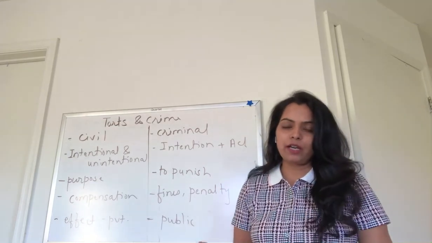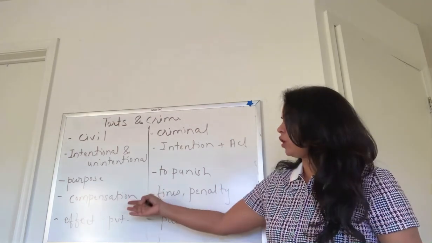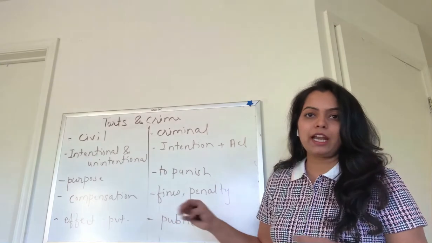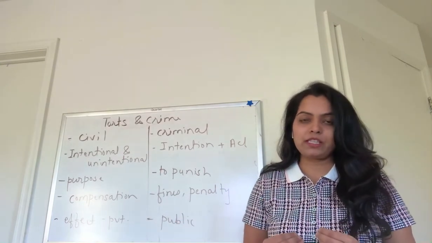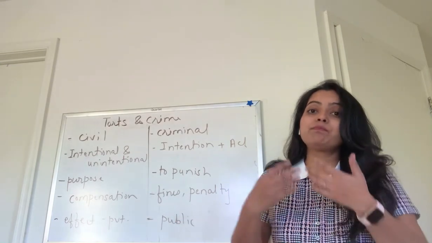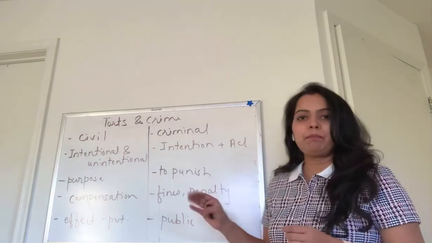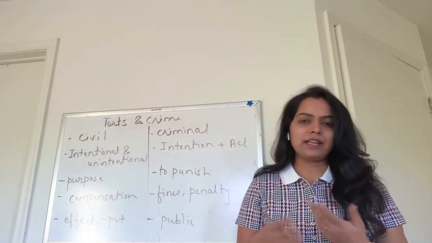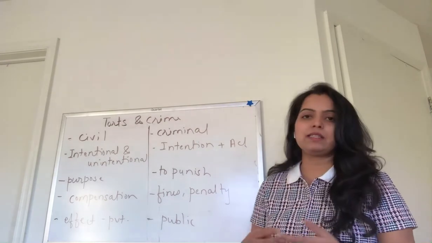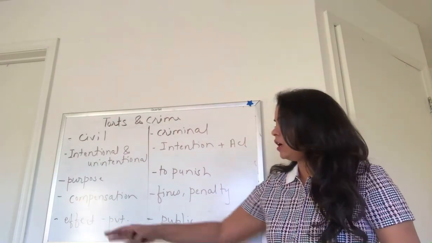Next thing, usually compensation will be awarded to a victim in case of torts. In case of crime, it's called fines. It's not compensation, it's fines, because the object is to punish or penalize. And then there is also sentencing him in a prison.